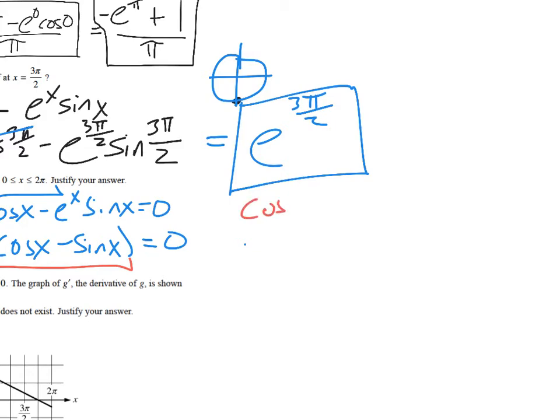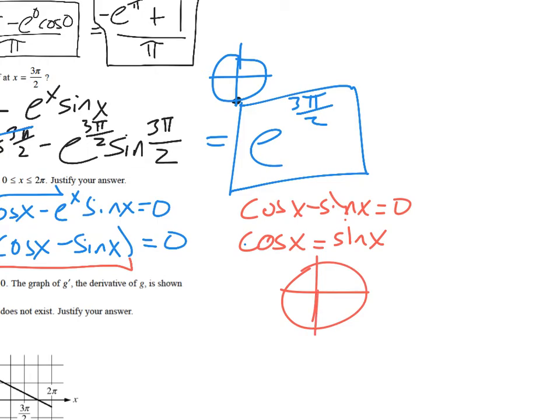So we have cosine x minus sine x equals 0, and so cosine x equals sine x. And that's going to happen at a few points. So think about our unit circle. Where is sine and cosine exactly the same? Well, right here, they're both root 2 over 2, right? So that's at pi over 4. And then down here, this is negative root 2 over 2 and negative root 2 over 2. So there's two places.